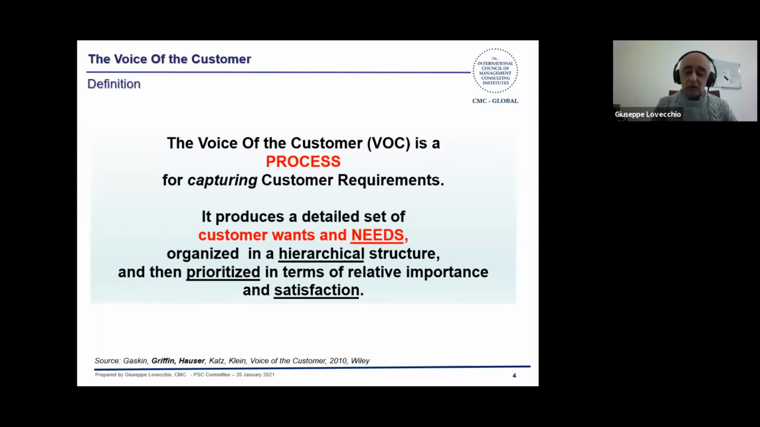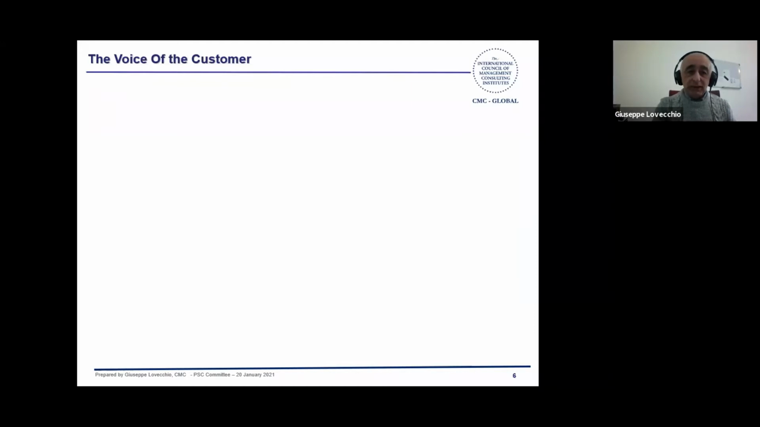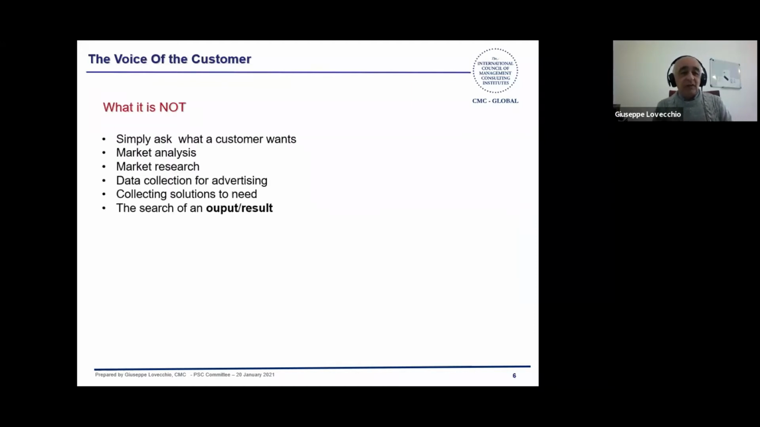So it is not, what can we say? It is not simply asking what a customer wants, but it is not simply conducting a market analysis or a market research or collecting data like this, or proposing solutions to our customers. No, that's not.